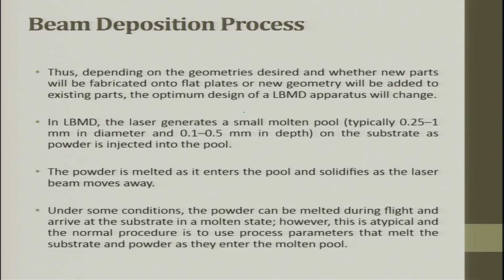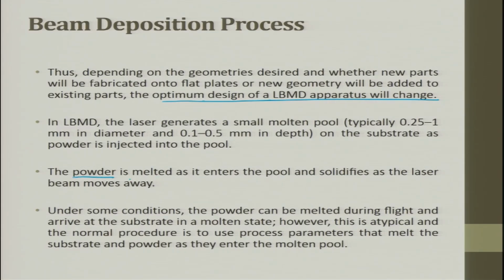Thus, depending on the geometry desired and whether new parts will be fabricated onto the flat plate or new geometries will be added to the existing part, the optimum design of the LBMD apparatus will change. Design of the machine will change. In LBMD, the laser generates a small molten pool on the substrate as powder is injected into the pool. The powder is melted as it enters the pool.